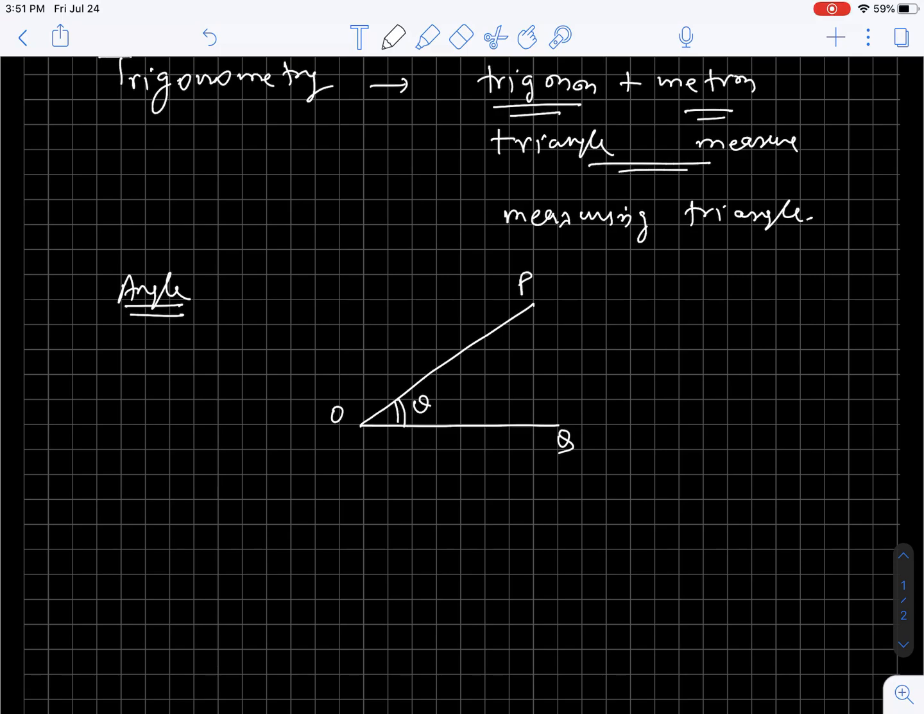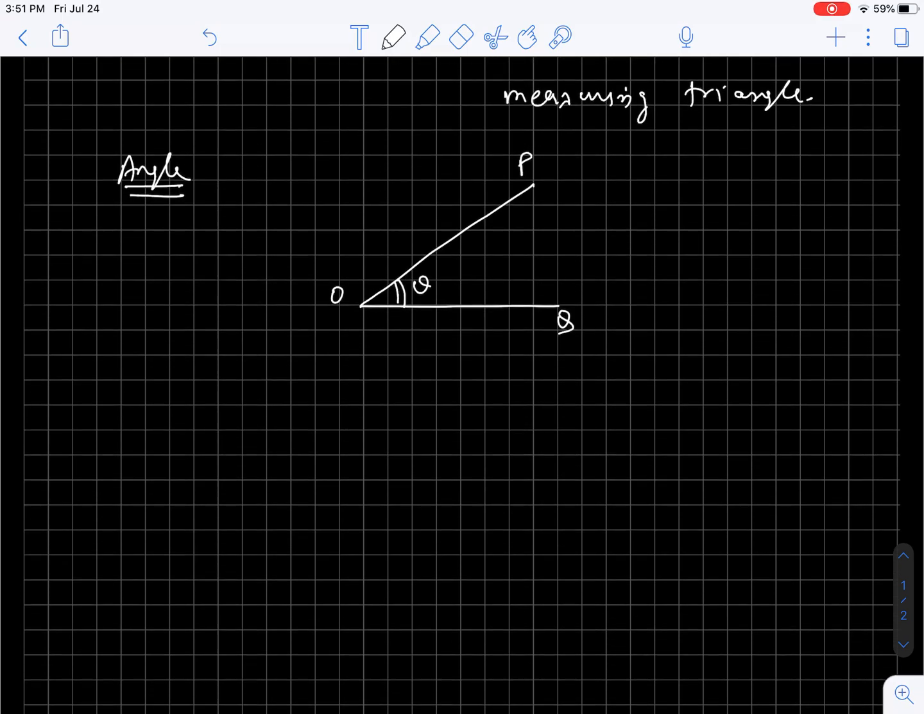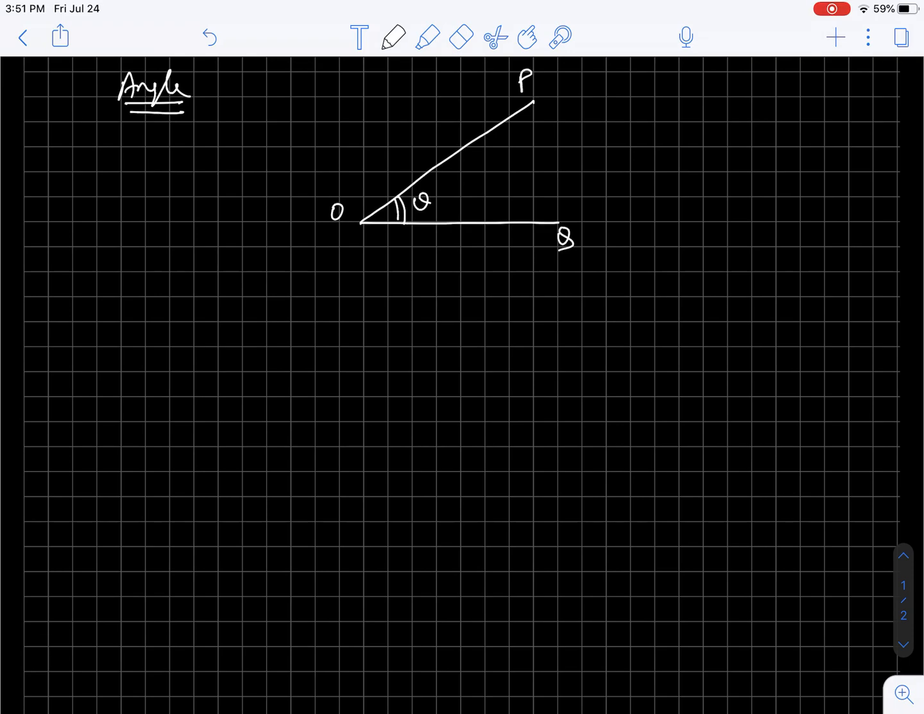Now we discuss the trigonometric ratios. Let's say I pick a right triangle like this. Say this is O, this is P, this is Q, and this angle is theta. This side is the perpendicular, this is the base, and this is the hypotenuse. The side in front of the angle is called the perpendicular.